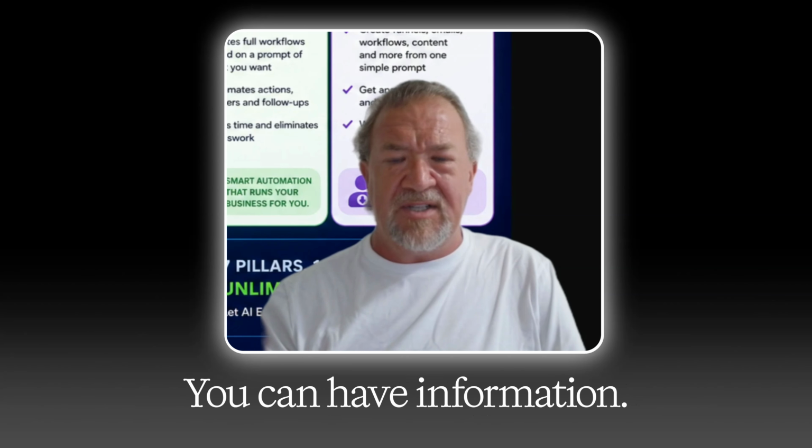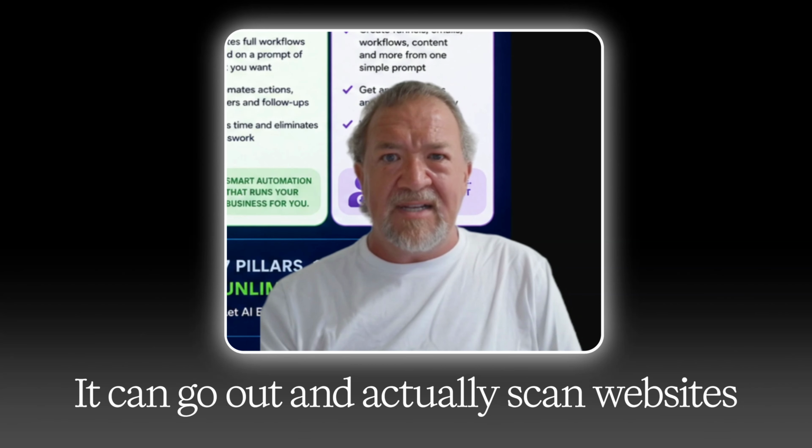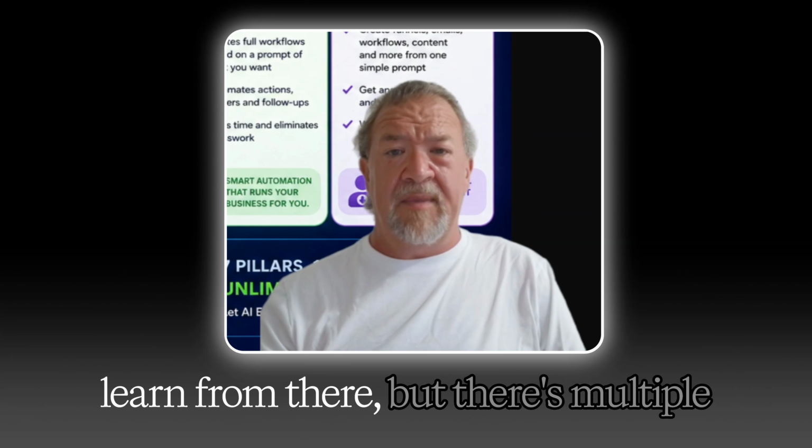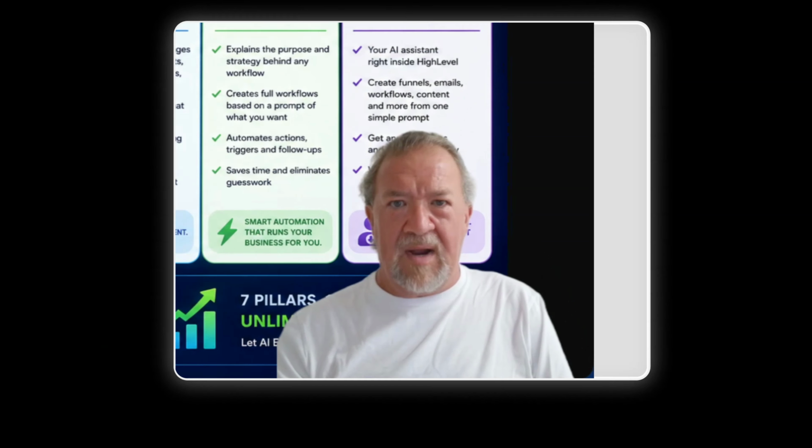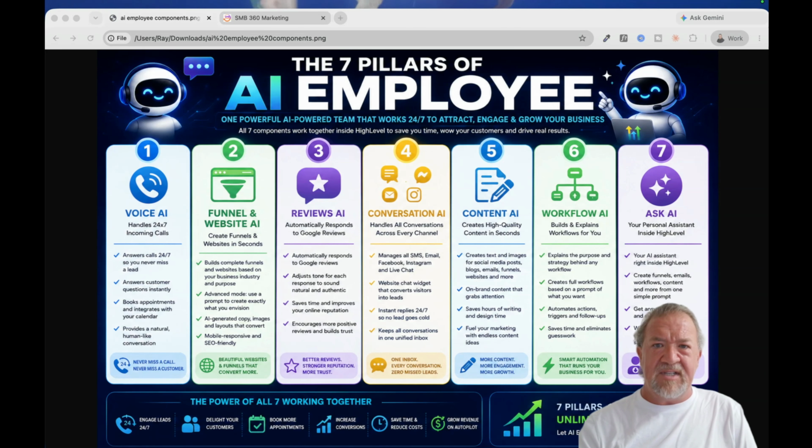You can have information. It can go out and actually scan websites for frequently asked questions and learn from there. But there's multiple different ways you can program it. But the cool thing is the knowledge base in Conversation AI can be the same knowledge base that the voice AI uses, which means that both of the brains, if that makes sense, are on the same page. So you're going to get a very similar response, whether somebody calls, goes to the website using the live chat widget, texts your phone number directly, or comes in through Facebook Messenger. I think that's pretty cool because it keeps consistency throughout your entire business or your client's business.